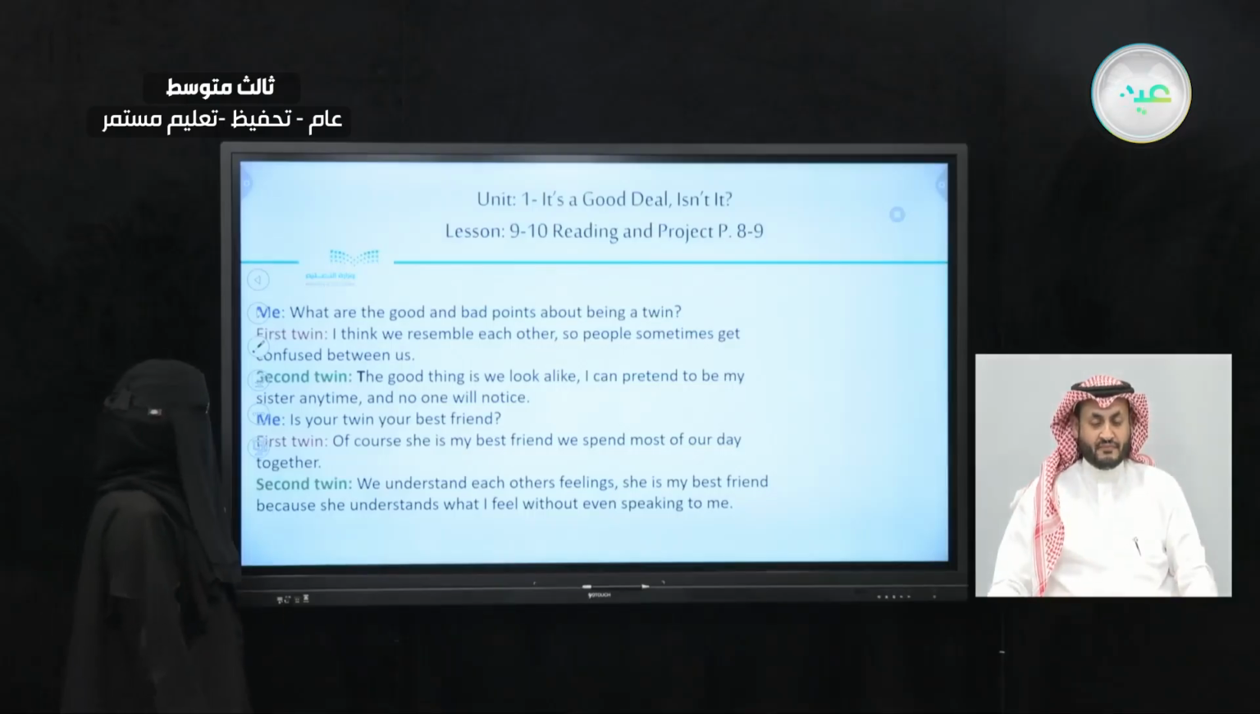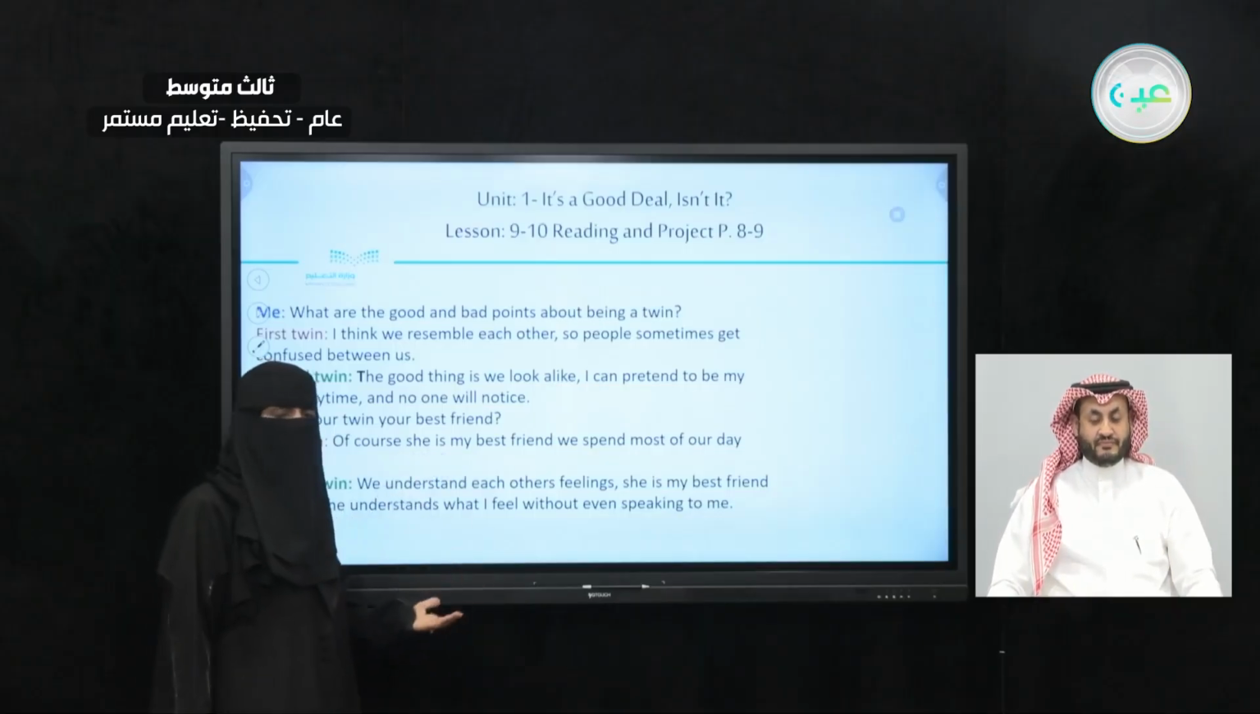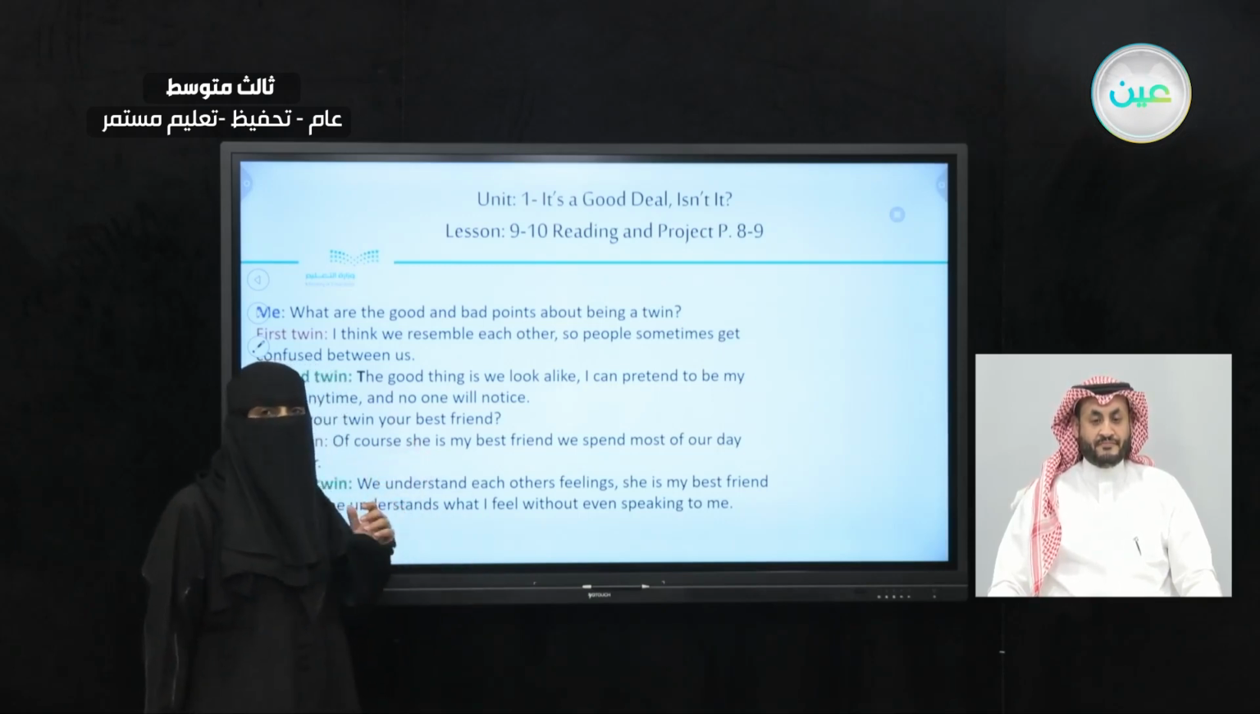This is an imagination. The second question: is your twin your best friend? The first one said, of course. She is my best friend. We spend most of our day together. Twin 2: we understand each other's feelings. She is my best friend because she understands what I feel without even speaking to me. Okay? This is a conversation. We imagine how they would respond. Okay? You have to do something similar and present it to your class, to your friends.